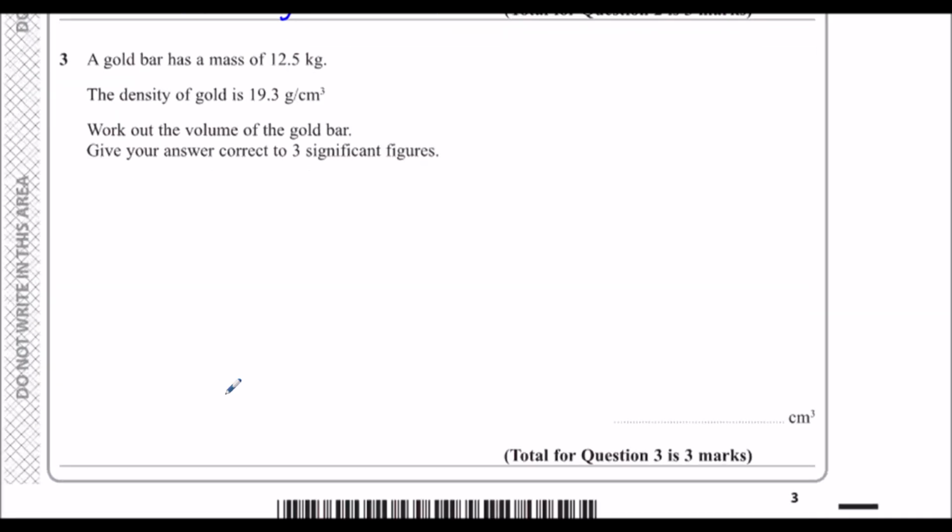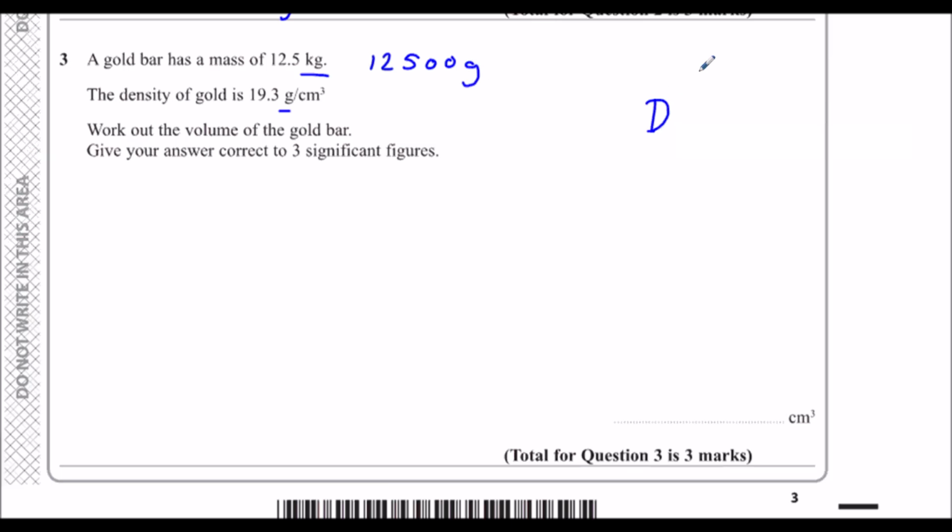Question 3. A gold bar has a mass of 12.5 kilograms. The density of gold is 19.3 grams per centimetre cubed. Work out the volume of the gold bar to 3 significant figures. We've got different units here we need to notice: kilograms and grams. If we change kilograms into grams, that means times by 1,000, as a kilogram is 1,000 grams. So 12,500 grams.